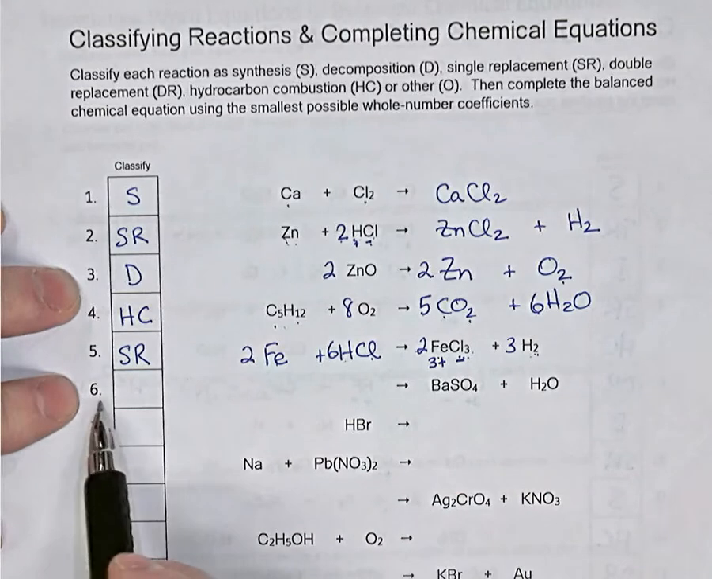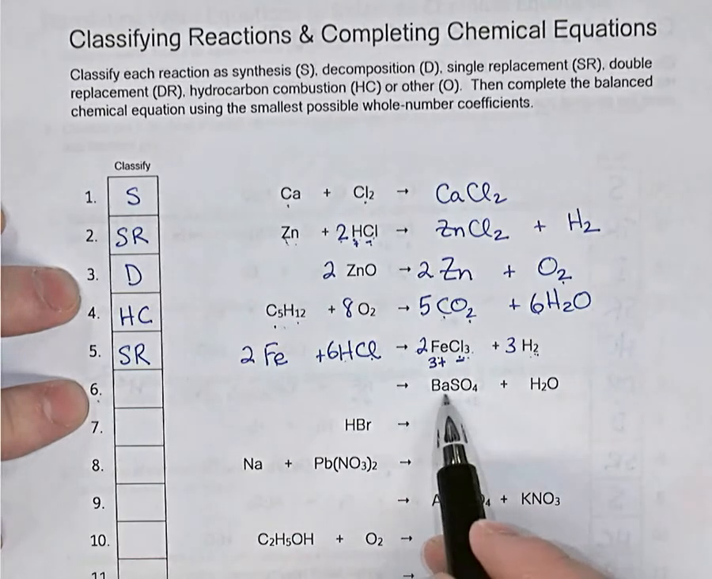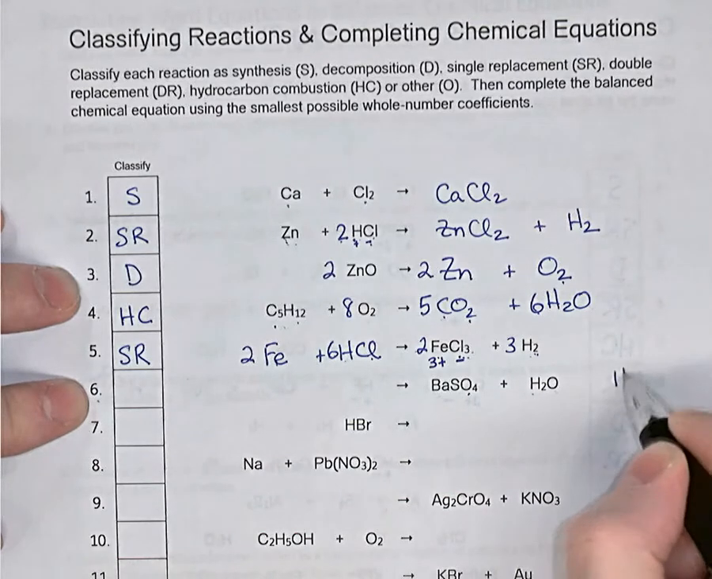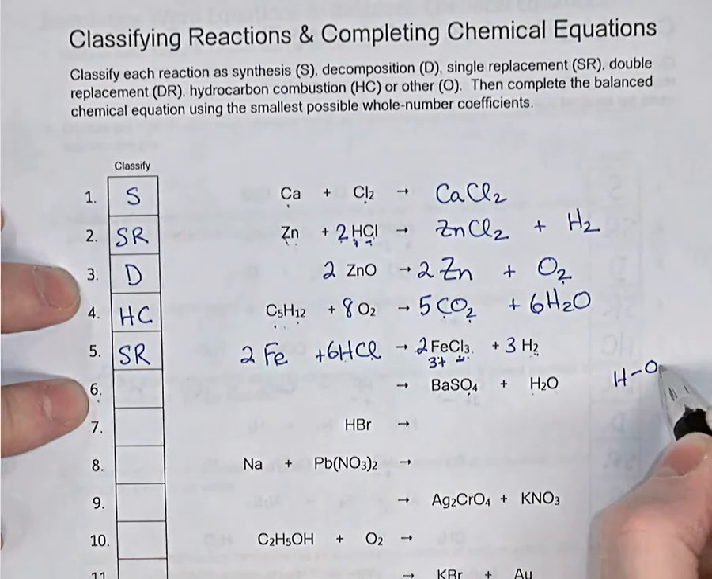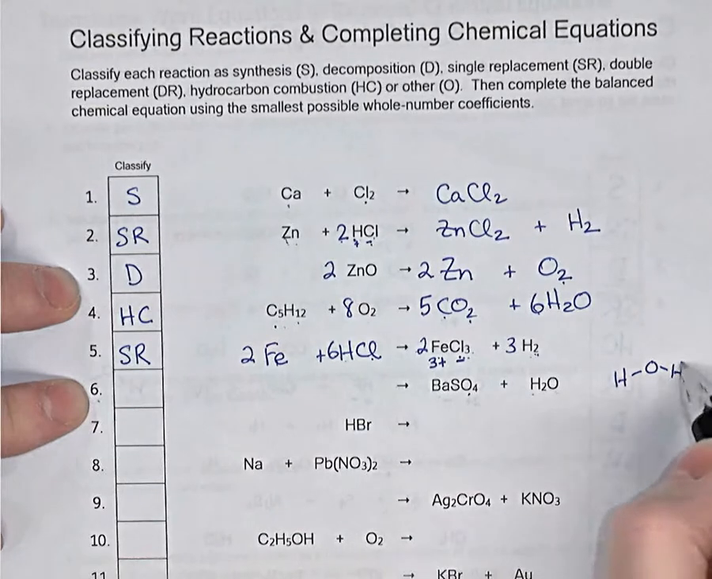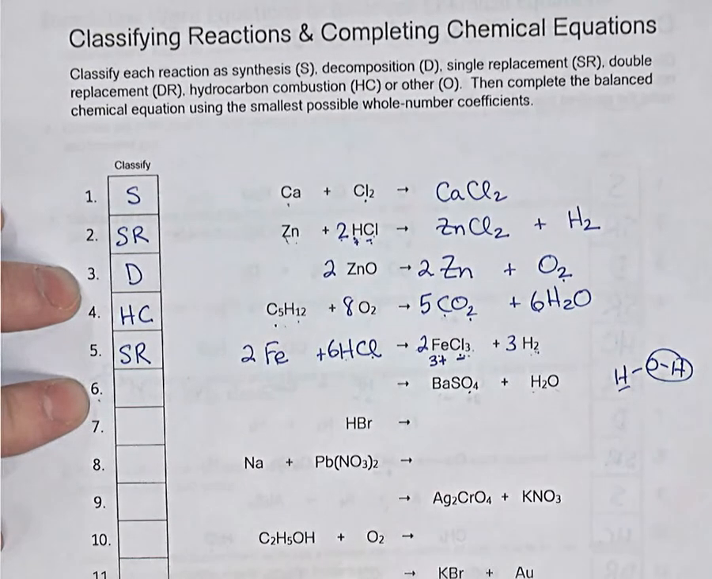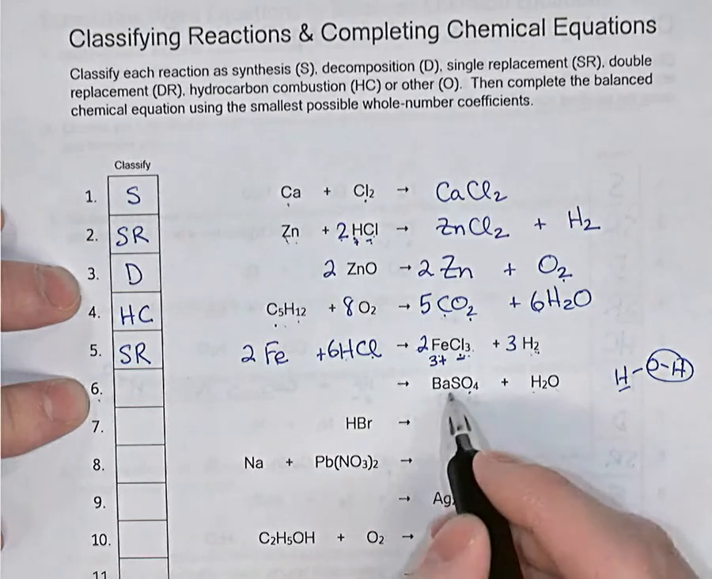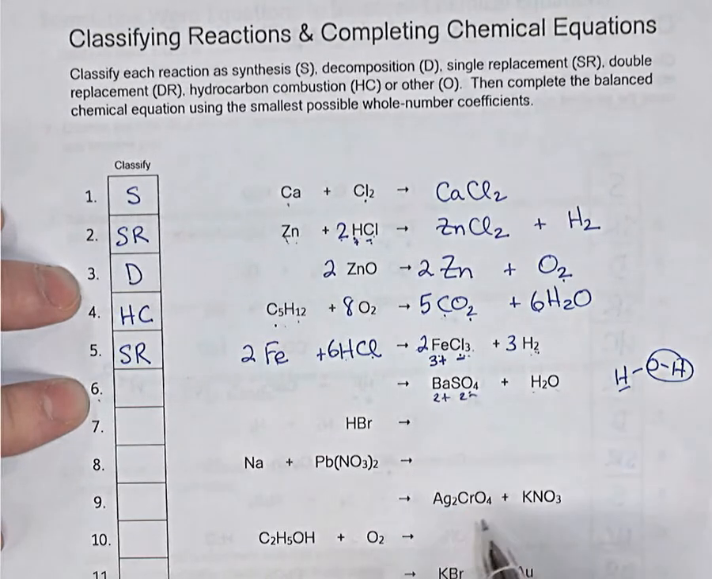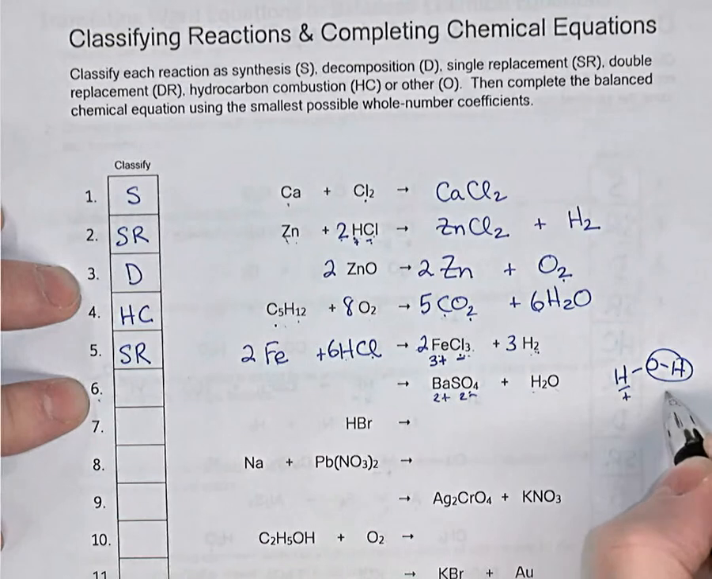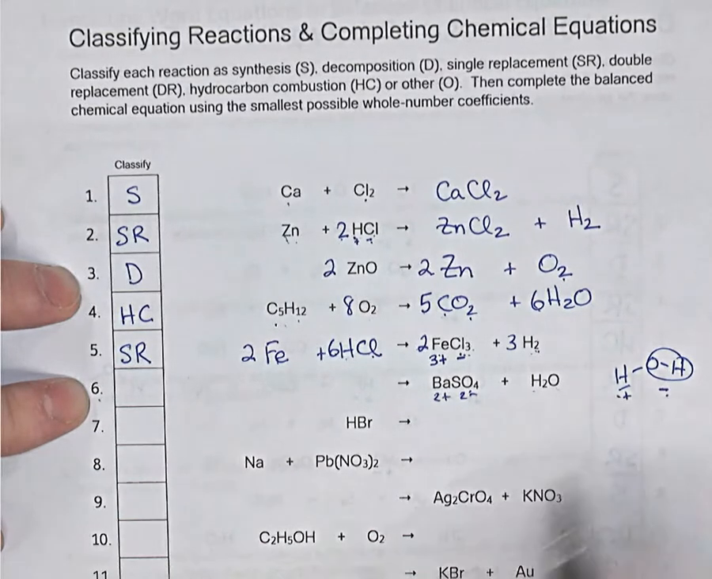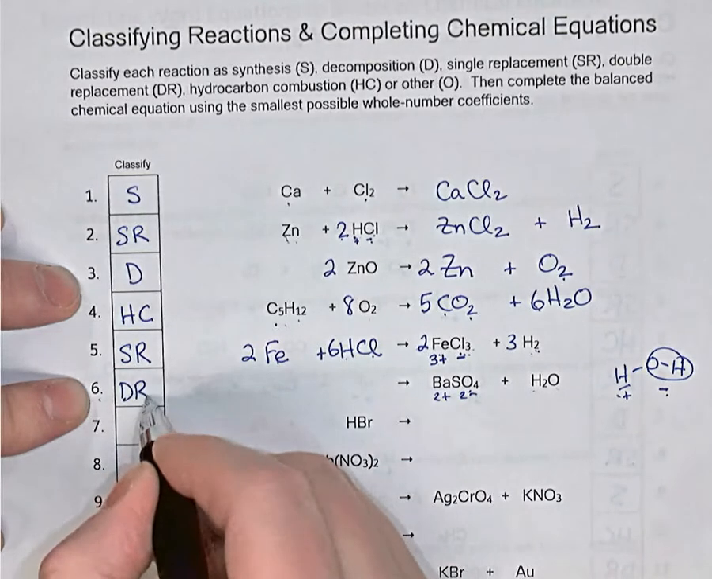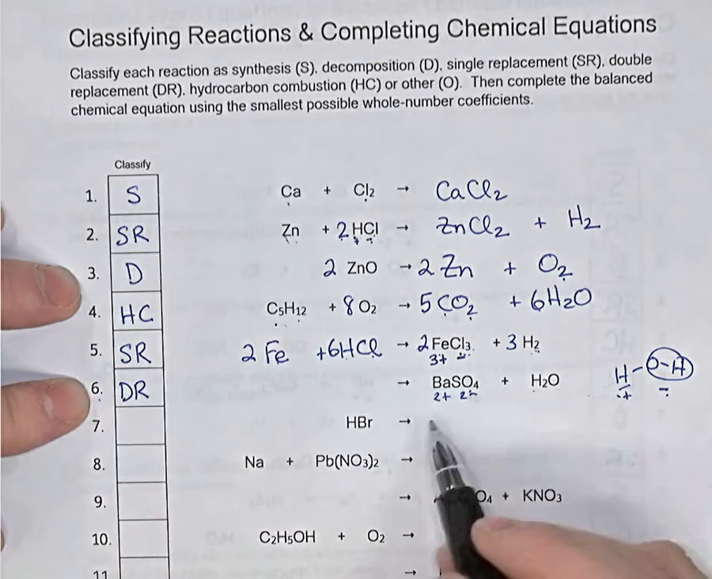We'll do one more, number 6. The products here are barium sulfate and water. Now you might want to remember water is better thought of as HOH, okay? A hydroxide and a hydrogen. It's a good way to think about water. So then in these two products we have a 2 positive and a 2 negative, and over here we have a positive and a negative, hydrogen and hydroxide. That looks like the product of a double replacement reaction where 2 new couples have formed.